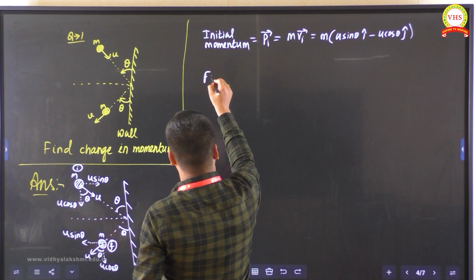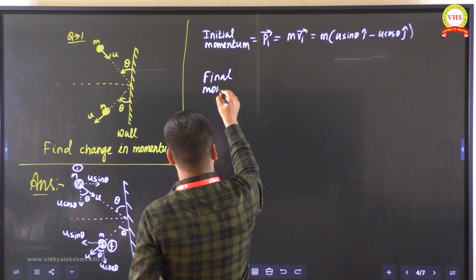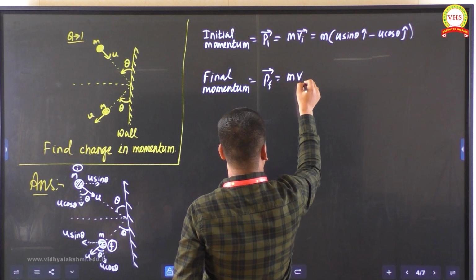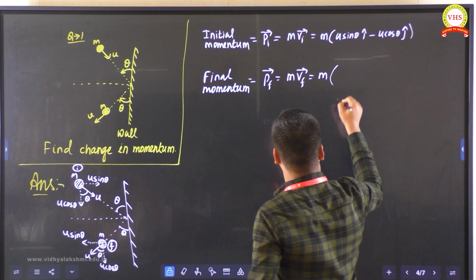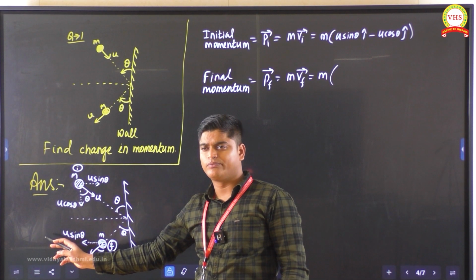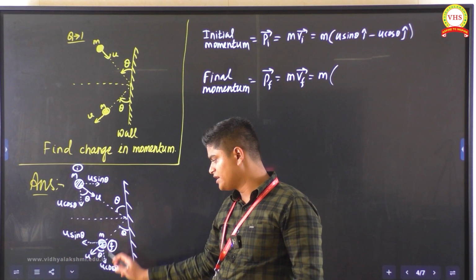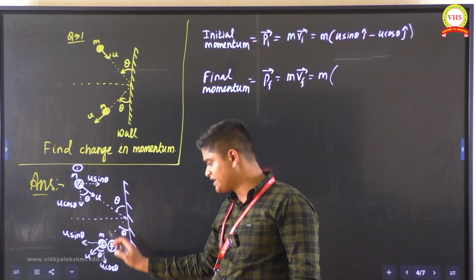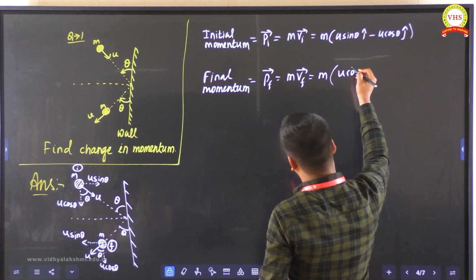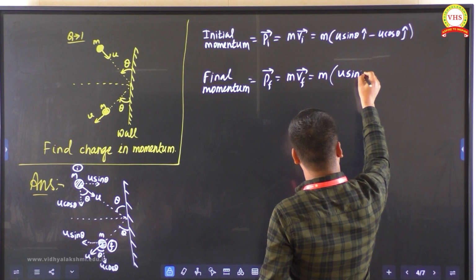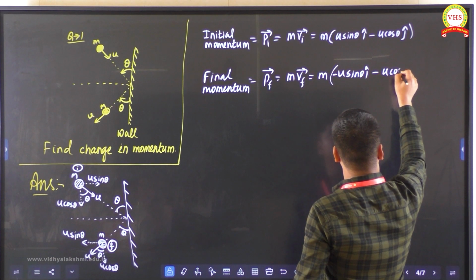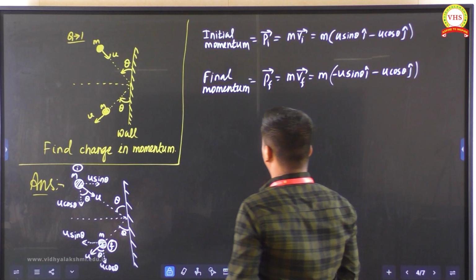Now next, if I write what is my final momentum, that is Pf vector. That is nothing but mass into V final vector. Here, u has two components: u sin theta in negative x-axis, and u cos theta in negative y-axis. So I can write here minus u sin theta i cap, and again minus u cos theta j cap. So this is my initial momentum, final momentum.